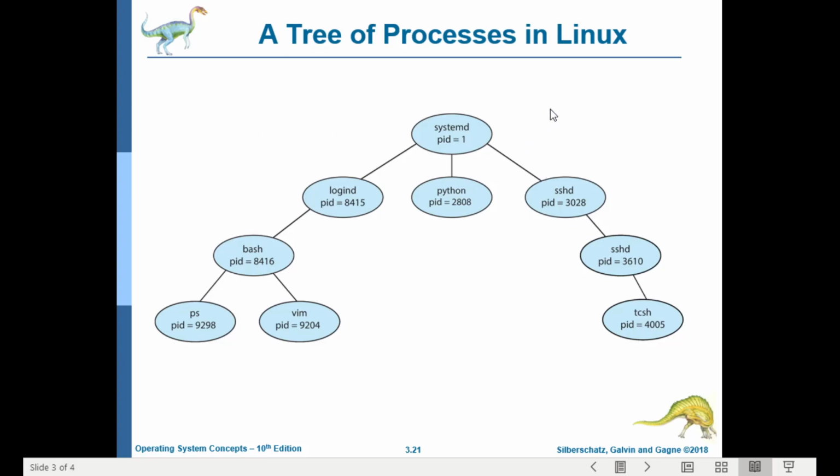In this example, from the root parent process, we have three children processes: logind, Python, and sshd. Under each process, they have their own children processes.